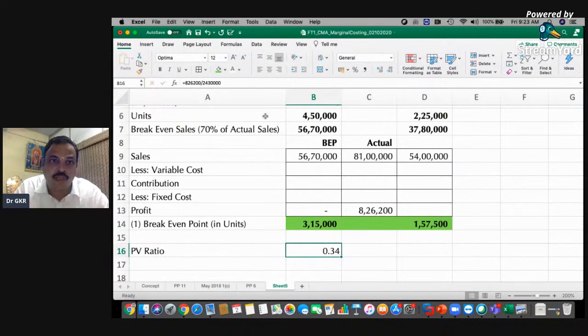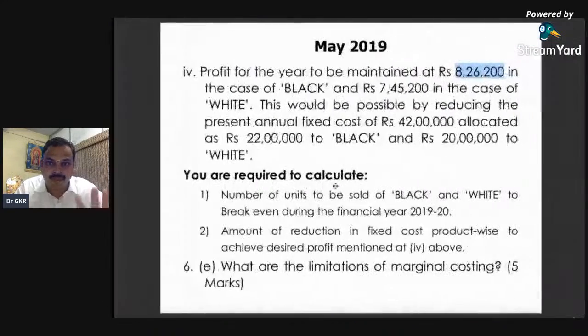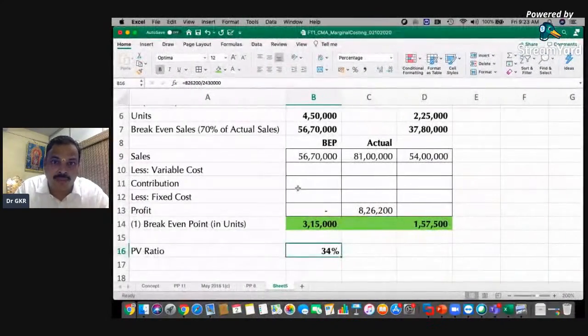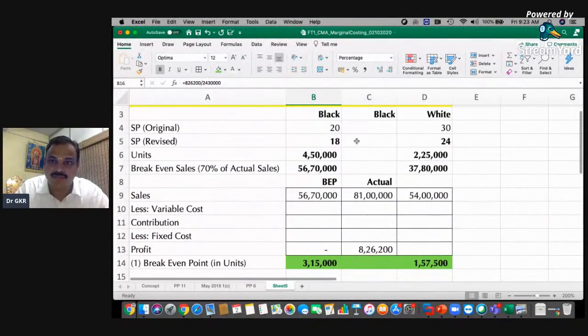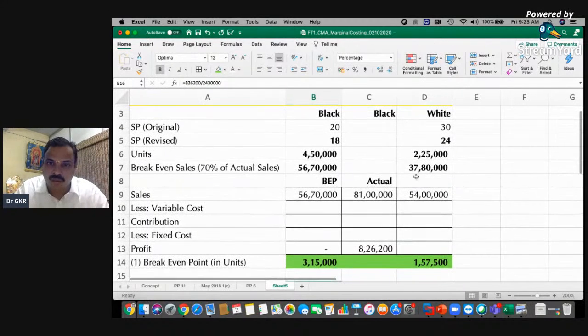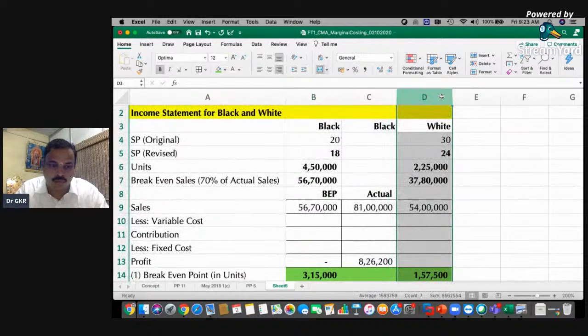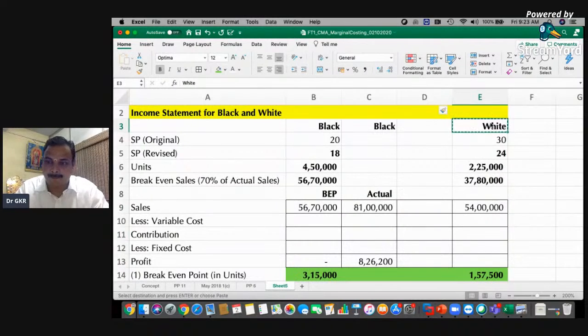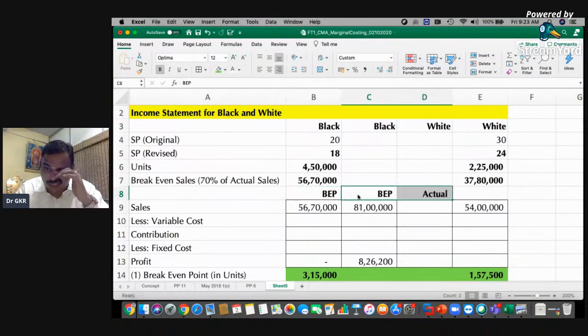This is your PV ratio, guys. Okay, it's not given here anywhere. But without this, you can't do anything. So you have got the PV ratio for black. Similarly, you have to do the PV ratio for white. Okay, so this is your actual. So what I will do, I'll add one more thing. This is white. Okay, white break-even point and actual.